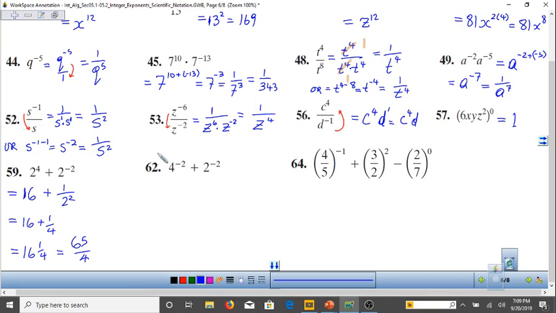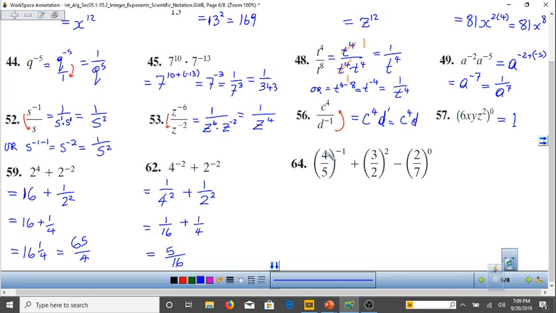Let's move on. We have 4 to the negative 2 plus 2 to the negative 2. We can rewrite those as 1 over 4 squared plus 1 over 2 squared. Again, remember, you cannot distribute an exponent over addition, so you cannot combine 2 things with the same exponent if they're added together. You could do that if they were multiplied, but not if they were added. So this becomes 1 over 16 plus 1 over 4. And of course, you can add the fractions together. That is 1 over 16 plus 4 over 16. That's 5 over 16. There we have that.